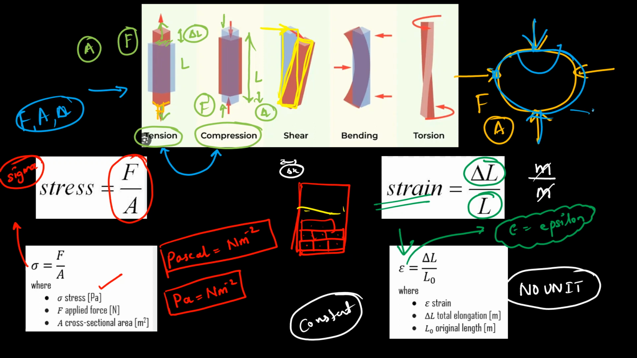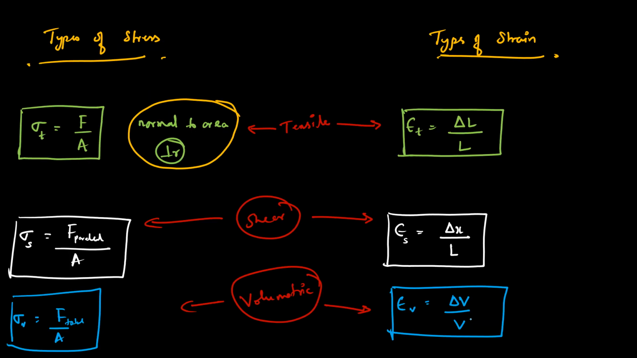Here what is going to happen in volume? The total volume will only change. That is the reason why delta v divided by v I have taken, instead of just L. Delta is going to be the change over here. I hope it's clear. Okay, now let's move on.